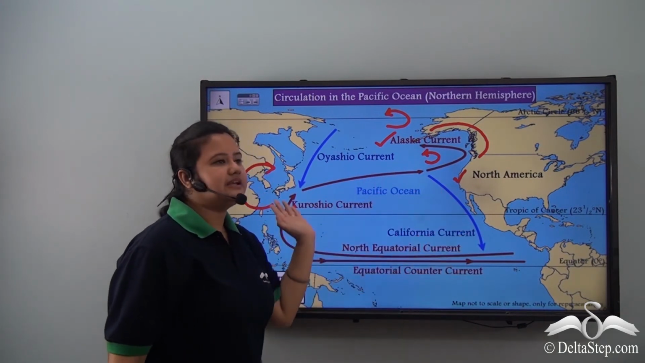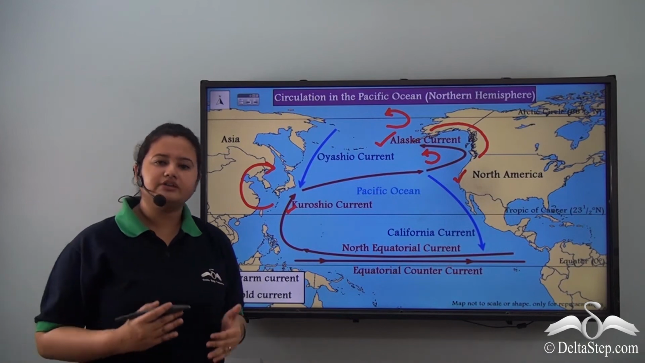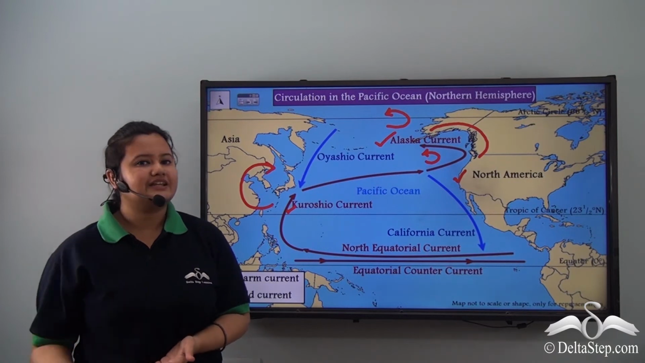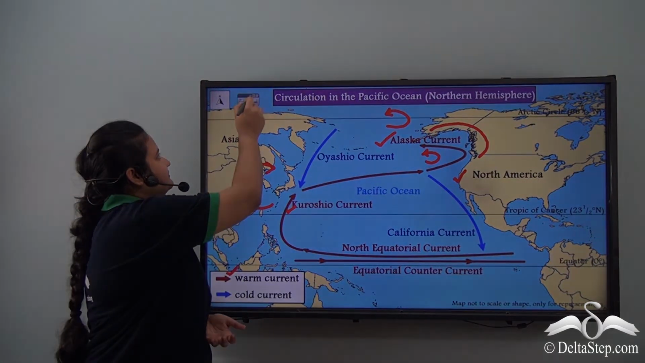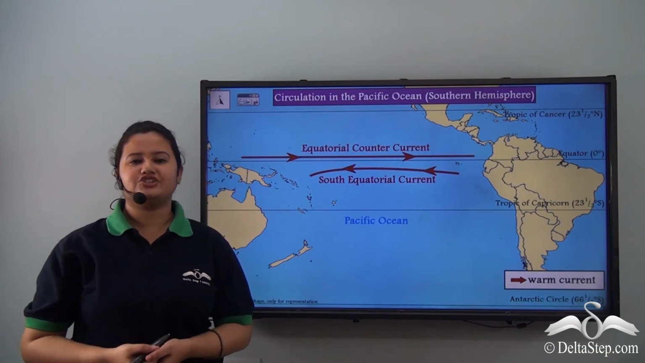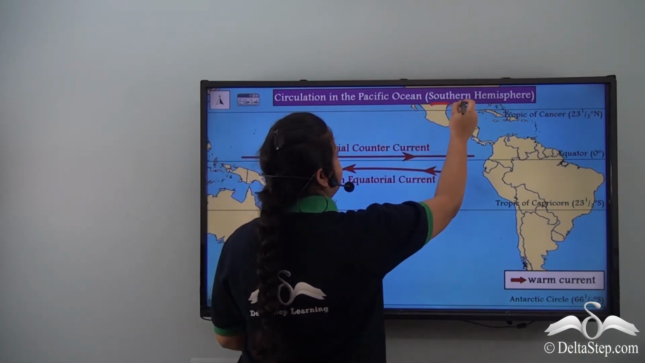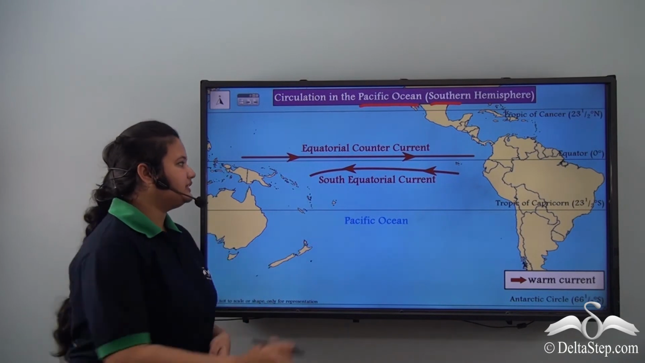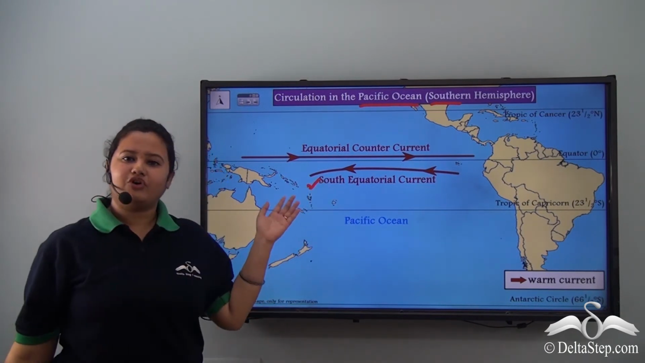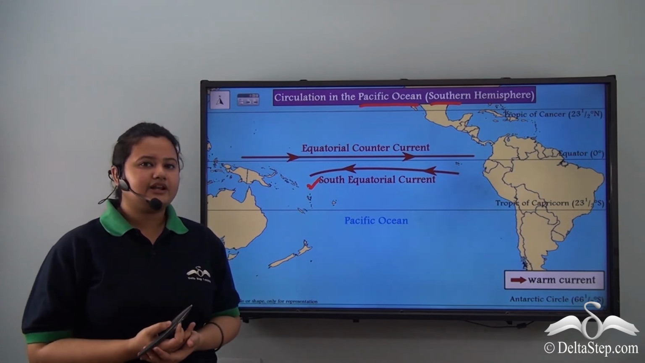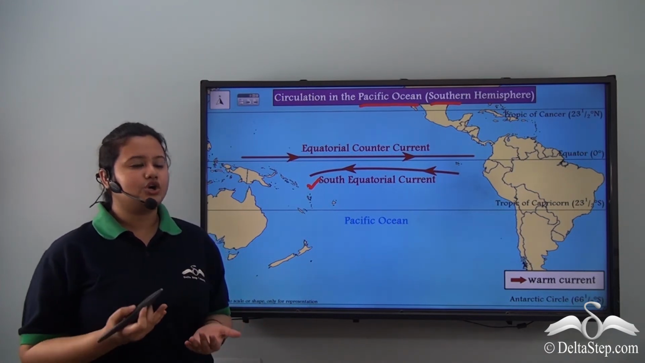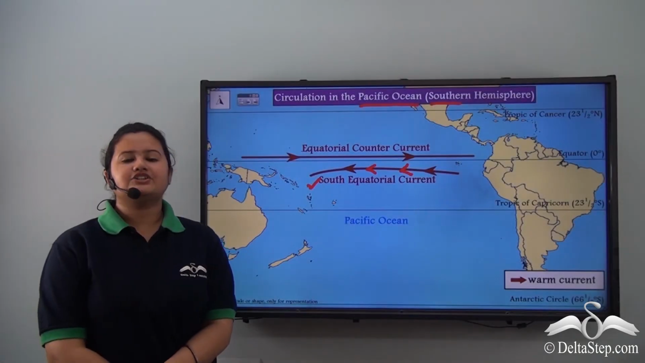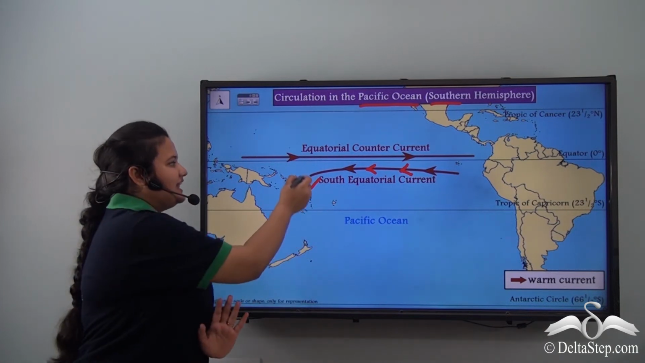So this is the complete circulation of ocean currents in the northern part of the Pacific Ocean. Now we will look at the story of the southern part of the Pacific Ocean. Now let's start with the circulation of ocean currents in the southern part. In the southern part, the cycle begins with the South Equatorial current. We have already read about this current. South Equatorial current is a warm current which originates in the torrid zone and it flows from east to west. And due to Coriolis effect, the current deflects leftwards.